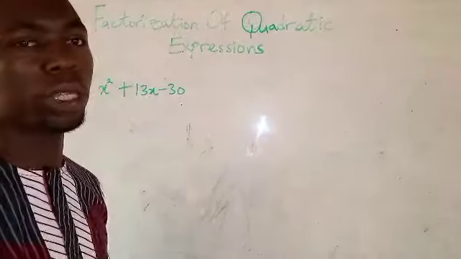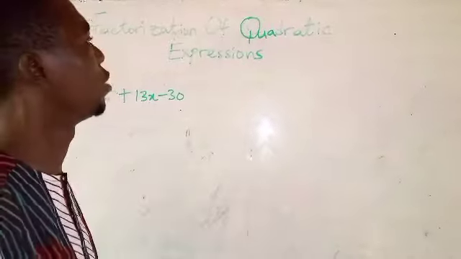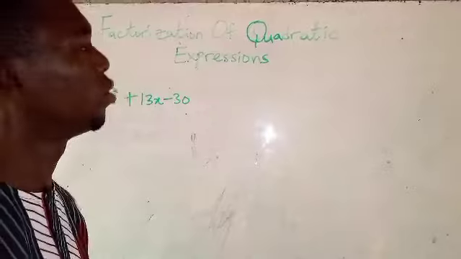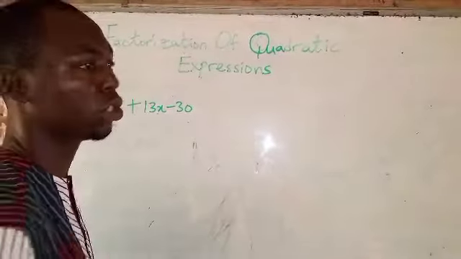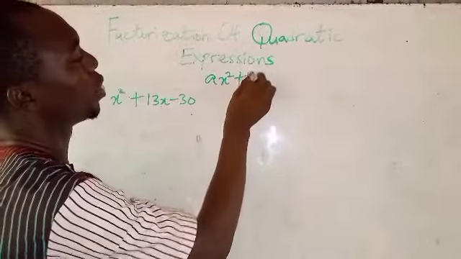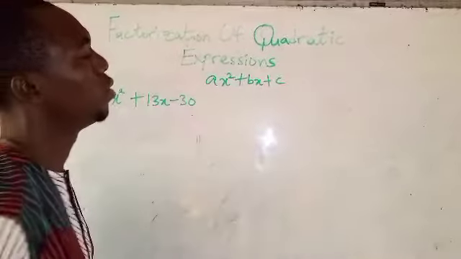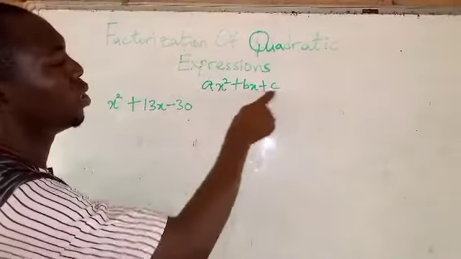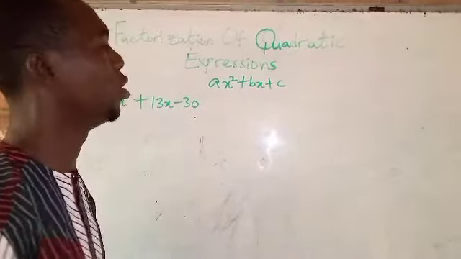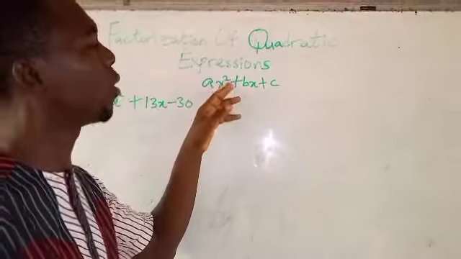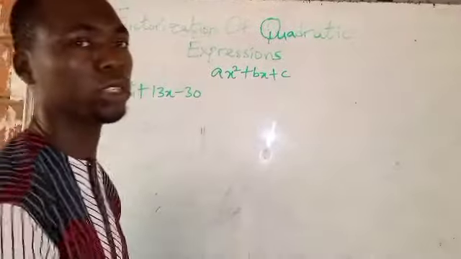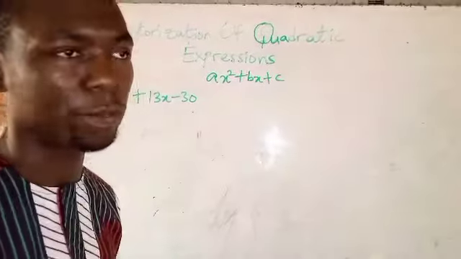We want to look at factorization, that is how to factorize quadratic expressions. When you have an expression of the form ax squared plus bx plus c, where a, b and c are constants, they are just ordinary numbers, then you have a variable whose power here is 2 and here is also 1. We call this kind of expression a quadratic expression.